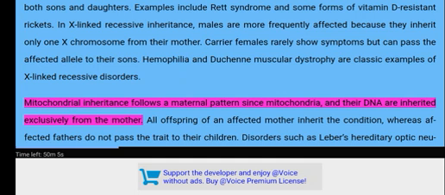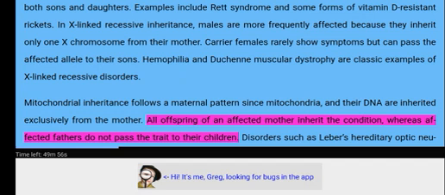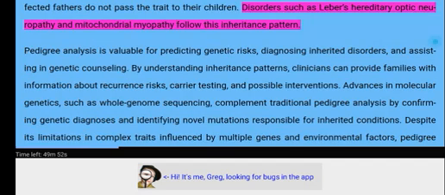Mitochondrial inheritance follows a maternal pattern since mitochondria and their DNA are inherited exclusively from the mother. All offspring of an affected mother inherit the condition, whereas affected fathers do not pass the trait to their children. Disorders such as Leber's hereditary optic neuropathy and mitochondrial myopathy follow this inheritance pattern.